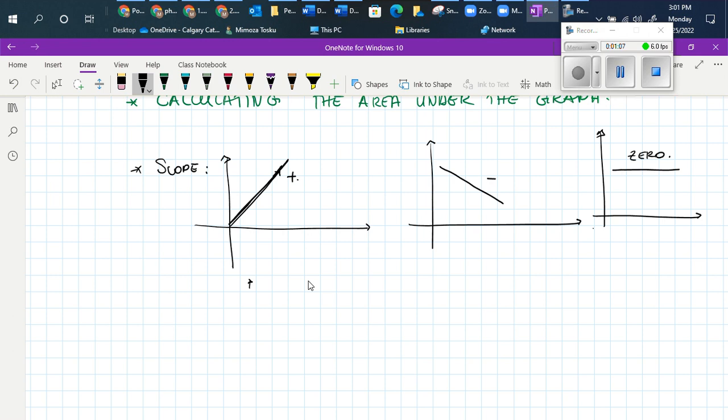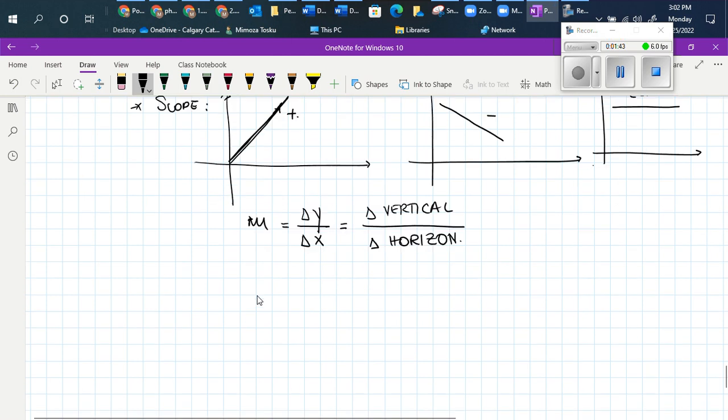The slope is always represented with the letter m, and it is always calculated as delta y over delta x, or the change of the vertical over the change of the horizontal. Whatever the horizontal and the vertical are, this will represent the slope of the line.